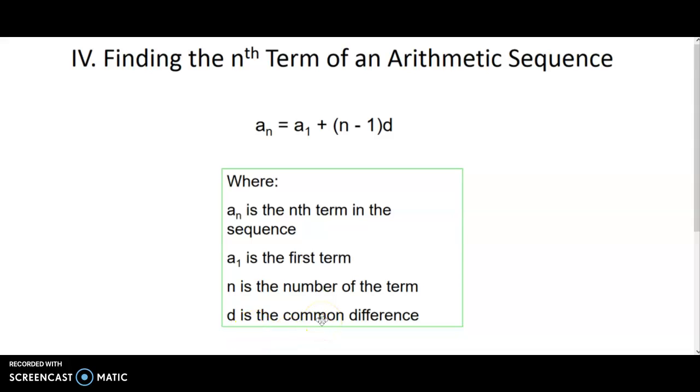Okay, so the first thing you want to do is find these bottom three and then plug them into this formula and then type it into the calculator. That's all you want to do. So let's take a look at an example.